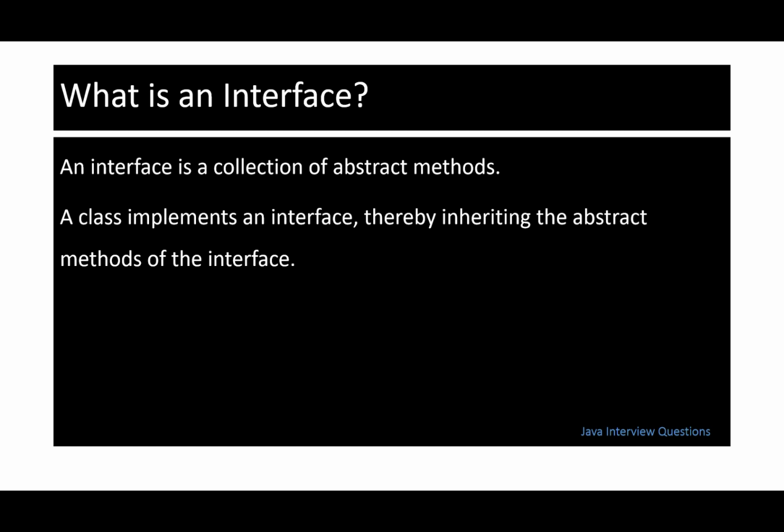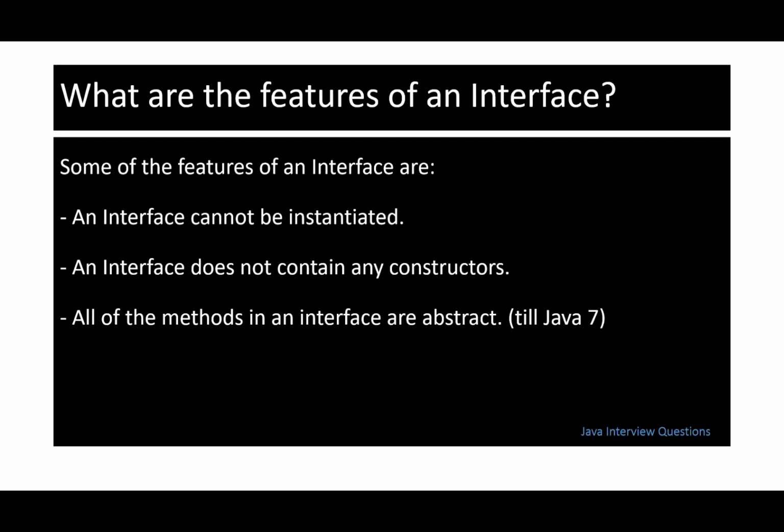What is an interface? An interface is a collection of abstract methods. A class implements an interface, thereby inheriting the abstract methods of the interface. What are the features of an interface? Some of the features of an interface are: an interface cannot be instantiated. An interface does not contain any constructors. All of the methods in an interface are abstract till Java version 7.